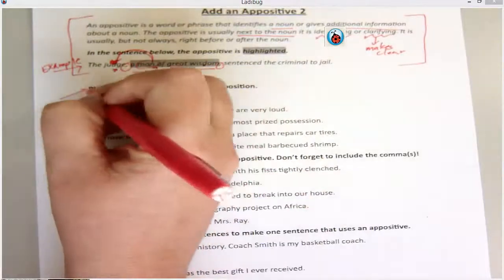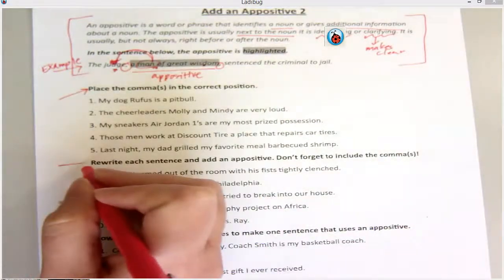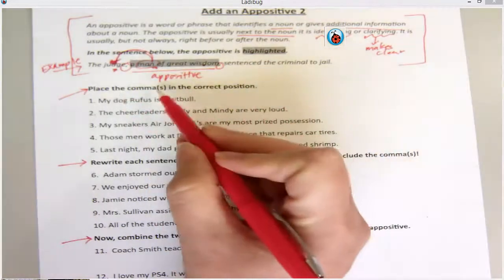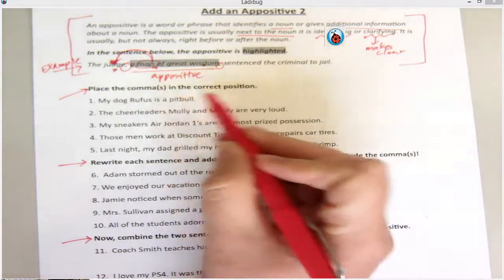Notice these things in bold. These are directions. It's really important that you read those directions. And I'm going to help you with some of them, but some of you have been going through and just kind of making up what you want to do. Always read every single word on the page. So here, all we're doing is placing the comma or commas in the correct position.